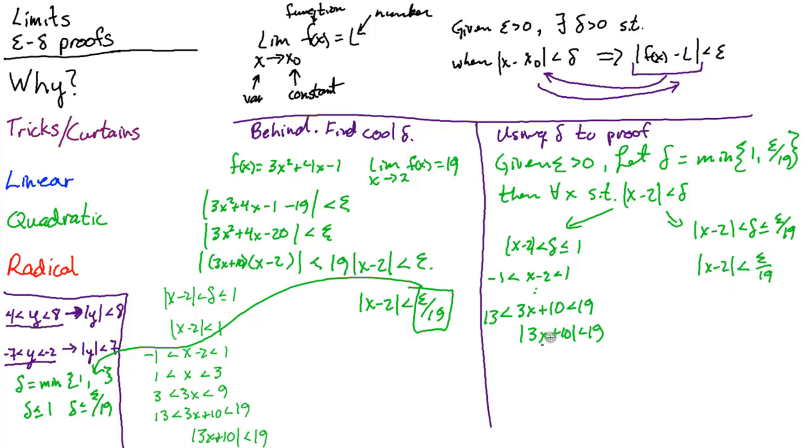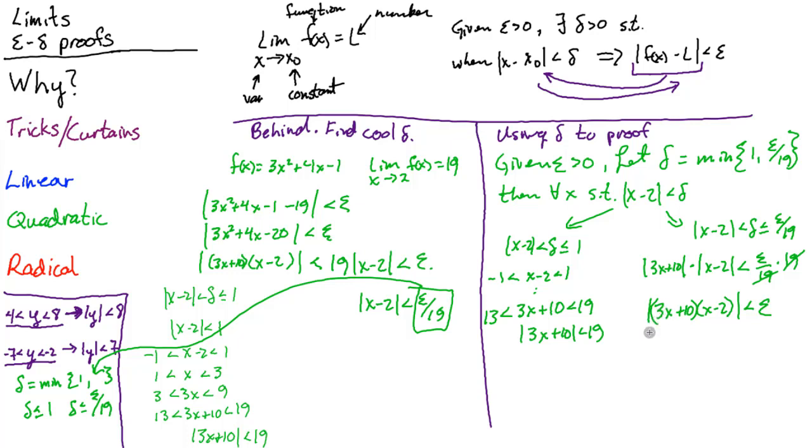Now we times by this inequality, times by the positive 3x plus 10 here, and the 19 there, and we maintain that inequality. Notice we made this one bigger, this one smaller than that one. So now we have the absolute value of 3x plus 10 times x minus 2 is less than epsilon. For all of these x's, this will happen.